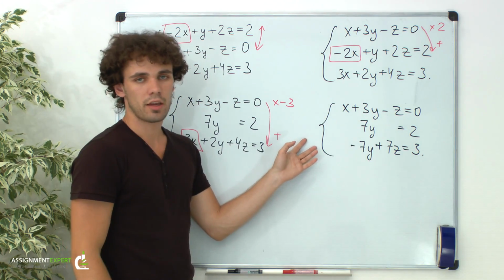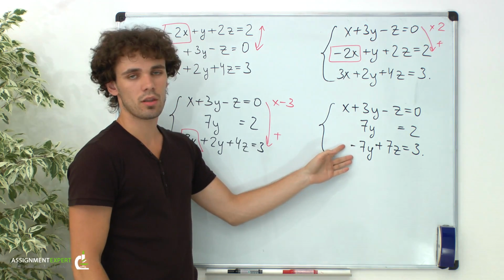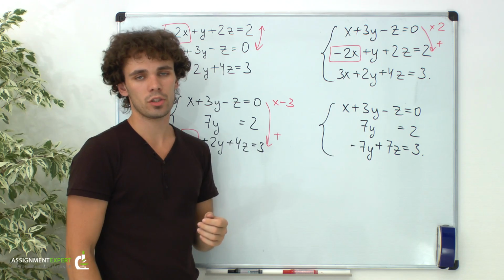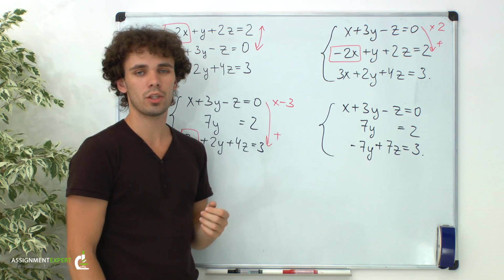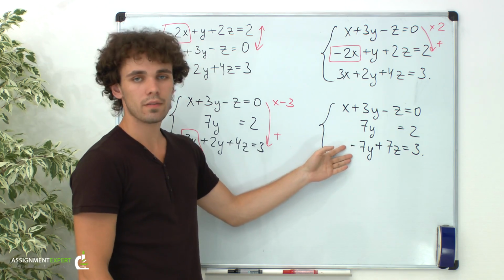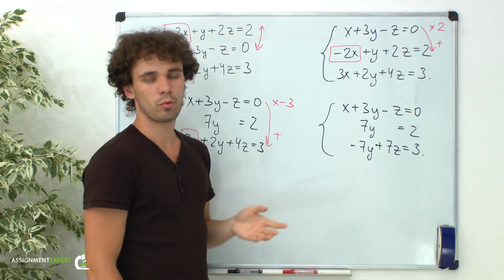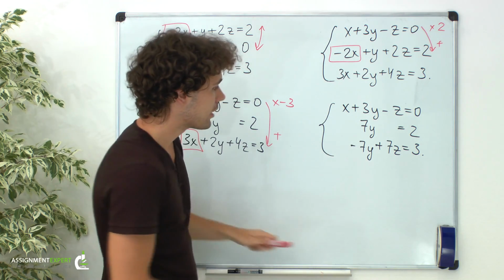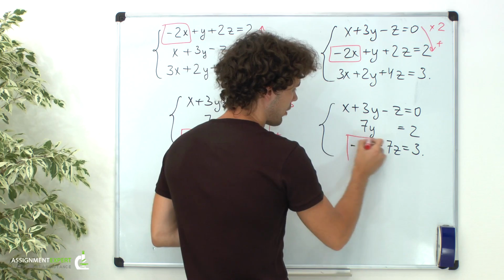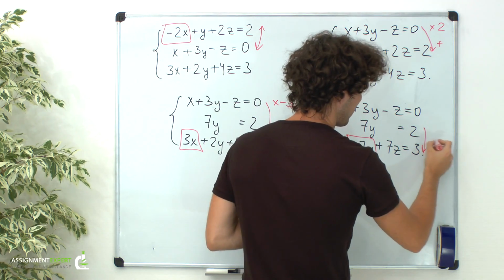Now our system looks like this. We have one unknown in the second equation and two unknowns in the third. We can proceed according to our algorithm, but there is no need to do this. As we can see, we have 7y here and negative 7y over here. So if we add these two equations, we will remove y from one of them. Let's remove y from the third equation, and for that, let's add the second equation to the third.